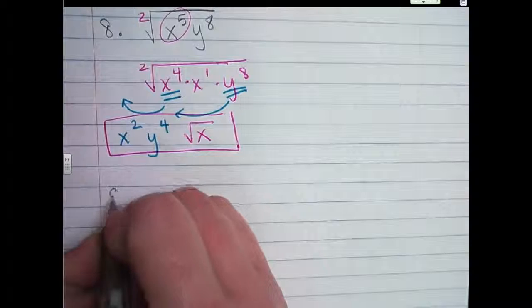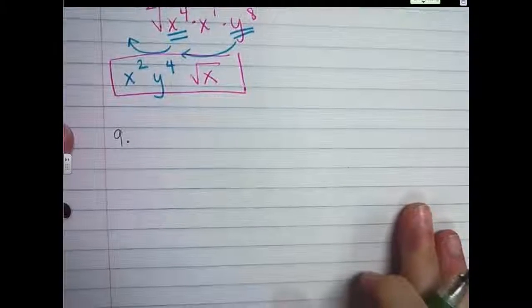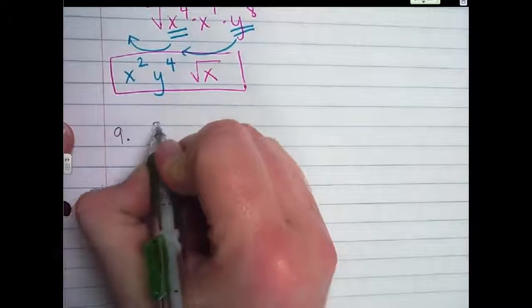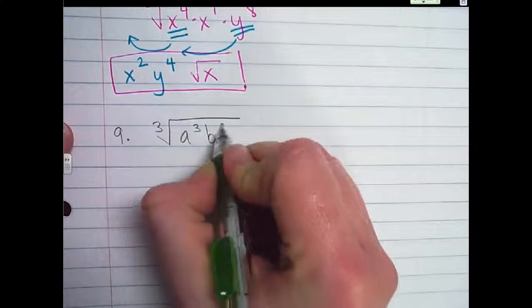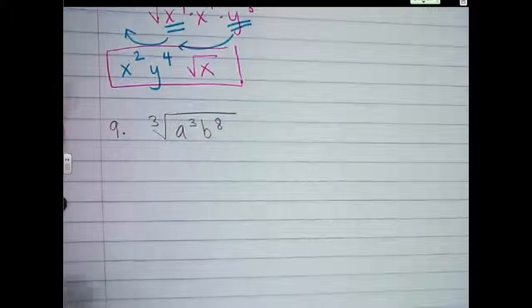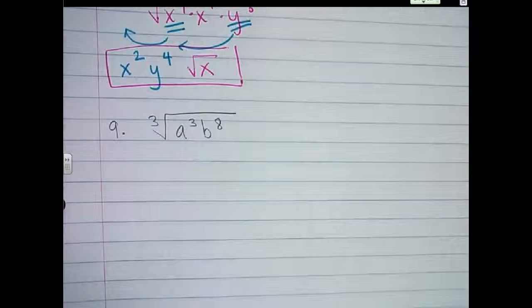Okay, I just have 2 more for you. Number 9, cube root of a to the 3rd, b to the 8th. Just 2 more, guys. Right, so instead of just splitting it in half, dividing it by 2, I'm just dividing it by 3. So it doesn't really change a ton.